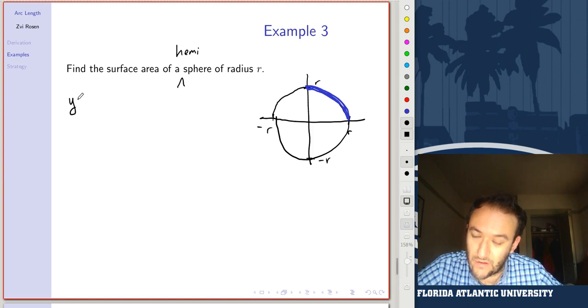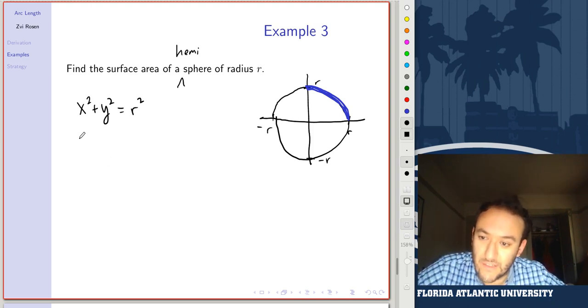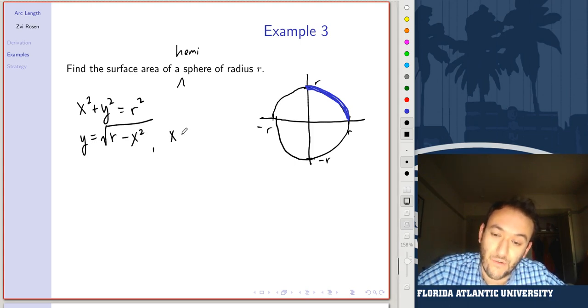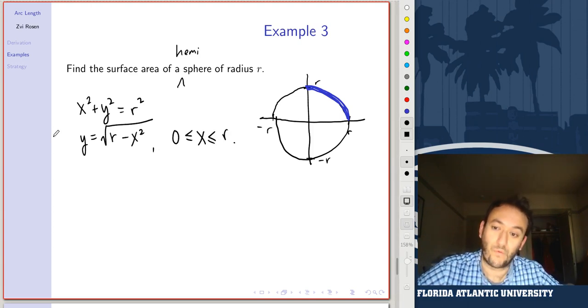Okay, so we have y equal, well, we'll start with the equation for the circle. We have x squared plus y squared equals r squared. And what this gives us, when we try to solve for one of the variables, is y equals the square root of r squared minus x squared, where x goes from 0 to r.